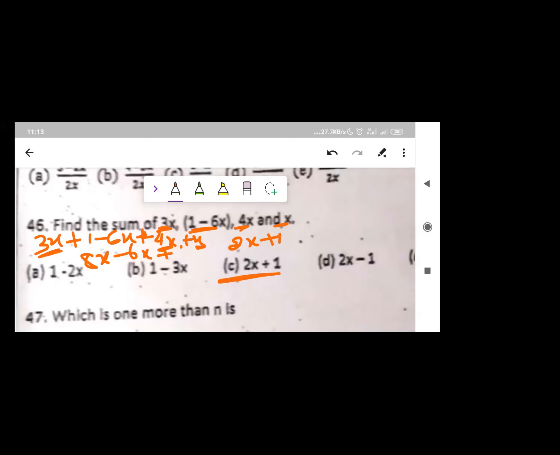Then another question says, which is 1 more than n? That is, what number is 1 more than n? I told you that you can always use a number to represent anything given in the form of n. Use a number if you don't understand it. So if I reconstruct this using a number, I will say, which is 1 more than 5? Can anybody tell me what is 1 more than 5?